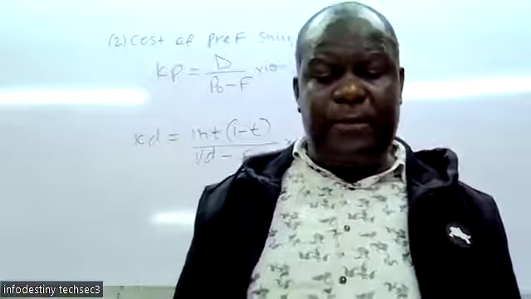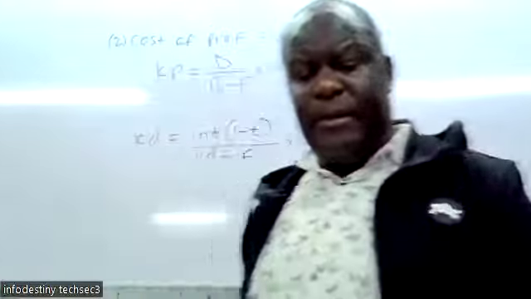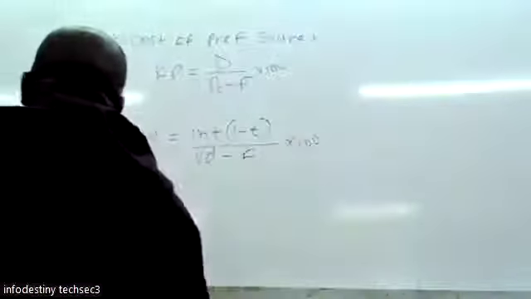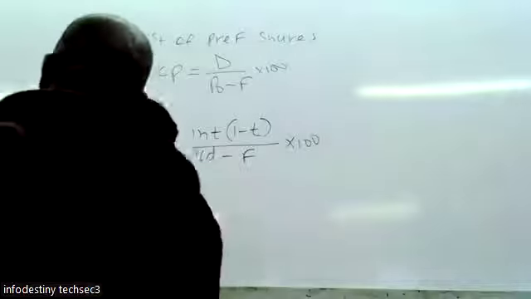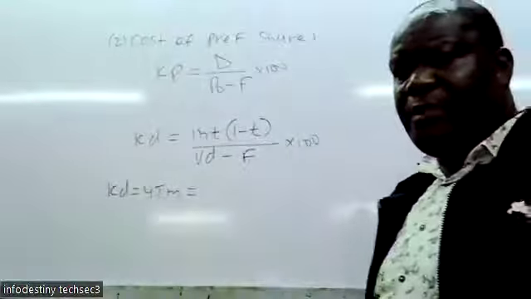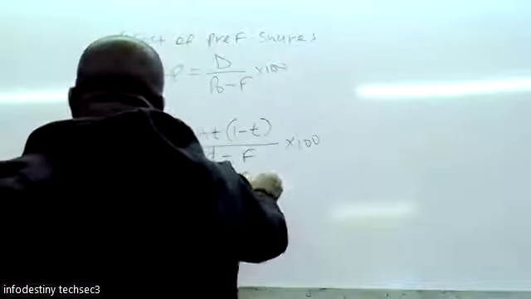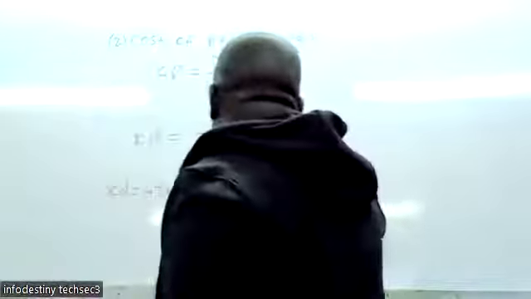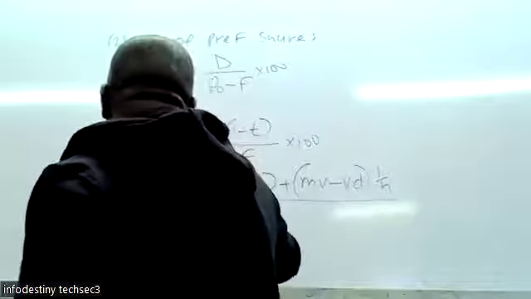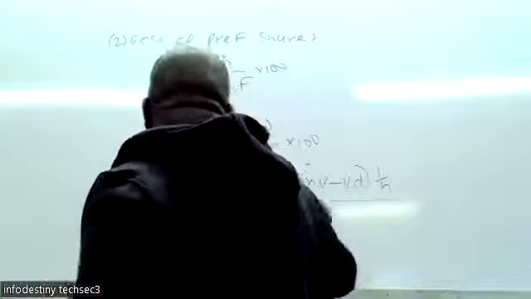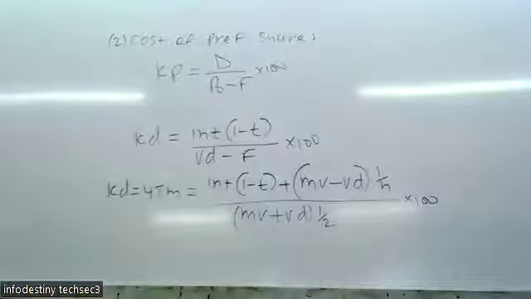It will be expressed as follows. KD will be the same as the yield to maturity, which will be equal to interest times 1 minus the corporate tax, plus maturity value minus the current value over n, divided by maturity value plus the current value, which we multiply by a half. Then we express it as a percentage.